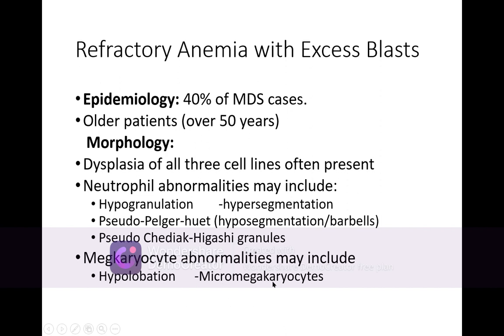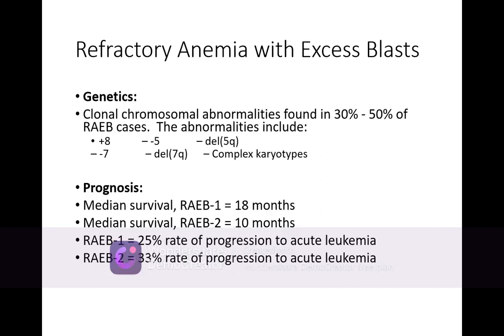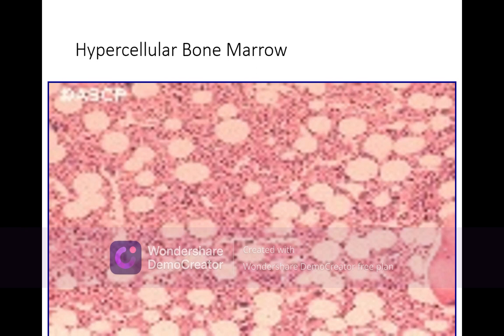Megakaryocyte abnormalities may include micromegakaryocytes and hypolobulation. With excess blast cells, more than 20%, they will definitely lead to myeloid leukemia very quickly. Survival is less than 10 months or 18 months. The bone marrow is hypercellular. Again, all lines are affected, and the bone marrow is full of cells from the erythroid lines, and the WBC or platelet moieties.